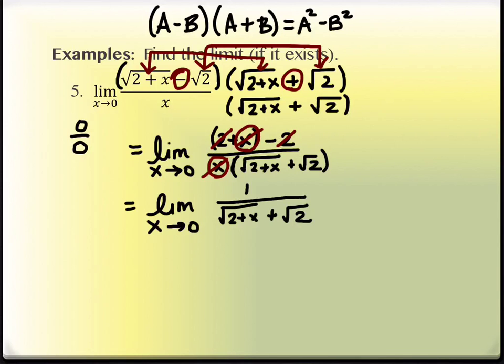The goal is not to make it look better. The goal is to be able to evaluate it. So if I plug in 0 for x, as the case may be, I get 1 over the square root of 2 plus the square root of 2, right? So that's the calculus part that we've done. All the limit stuff we've done so far is the calculus part.